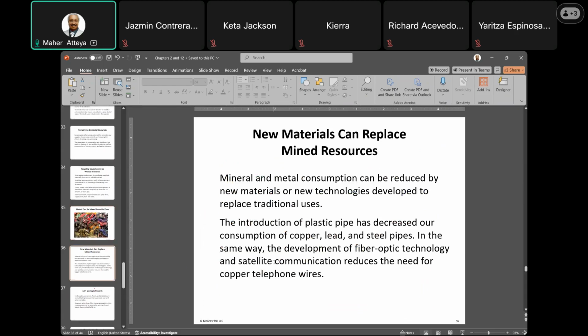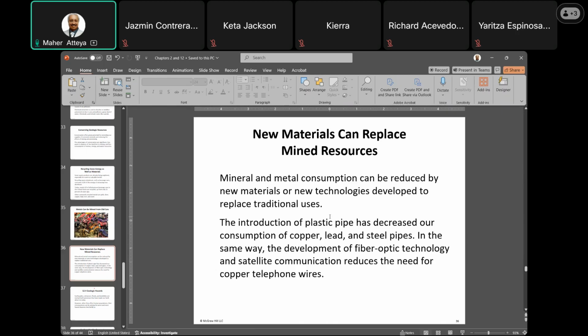Materials can replace mined resources, and that's really true. That's what the emerging technologies are promising us now and in the near future: that new materials can replace all types of mined resources. Here is an example.